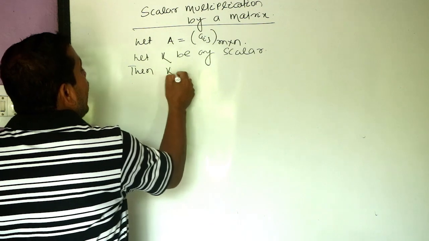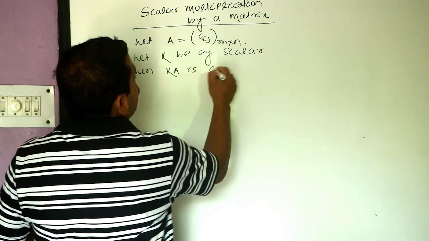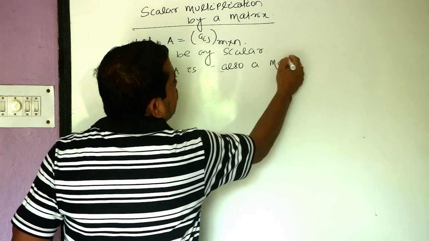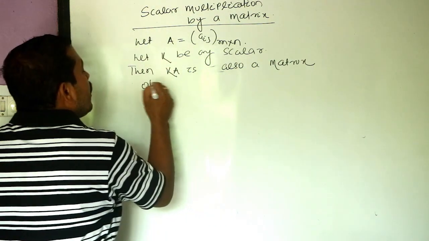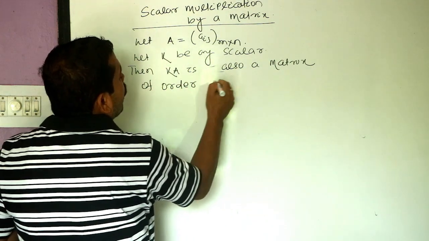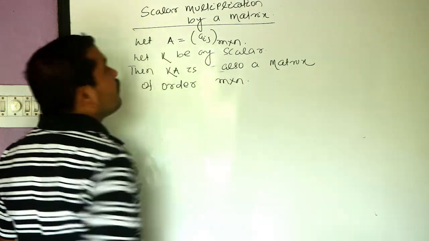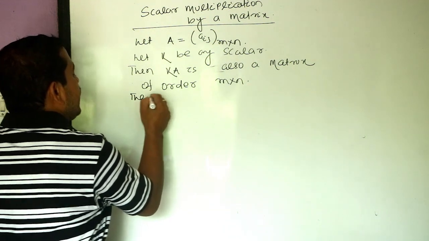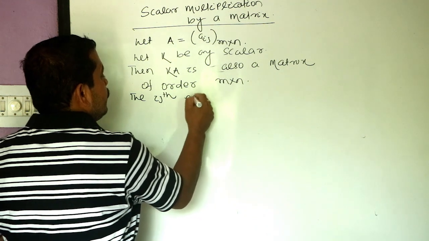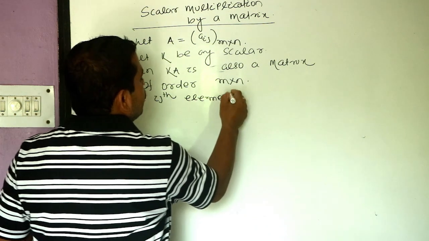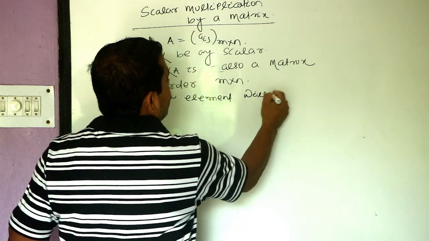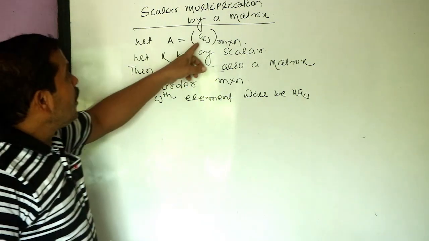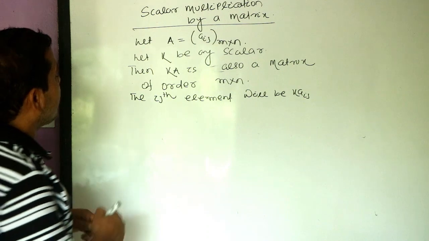Then K into A is also a matrix of order m cross n. After the scalar multiplication, the order will not change. The ijth element will be K Aij, meaning all the entries are multiplied by K. That will be the scalar multiplication of the matrix.